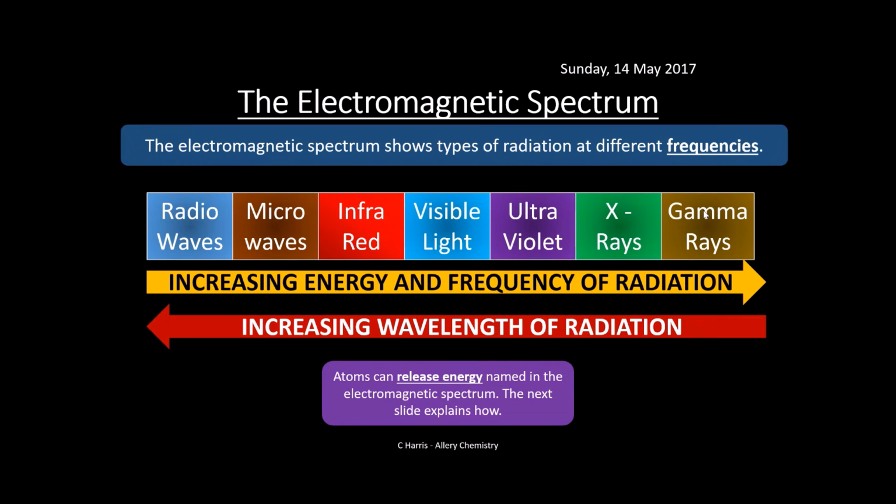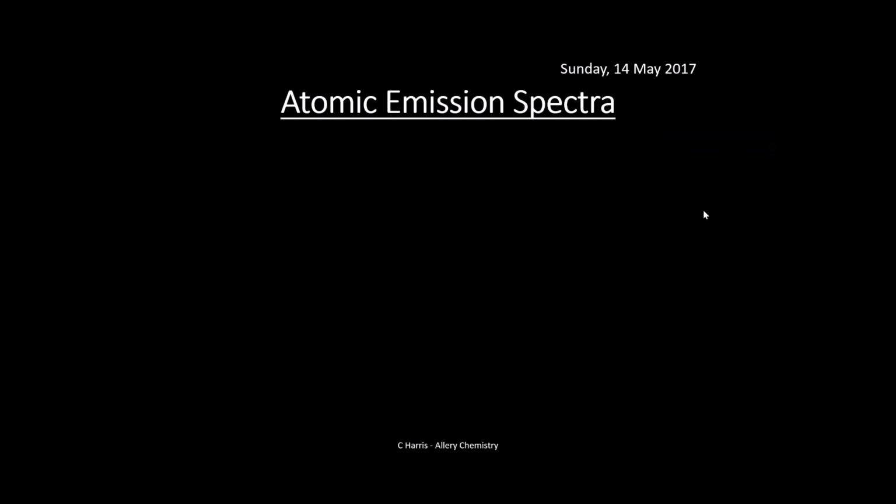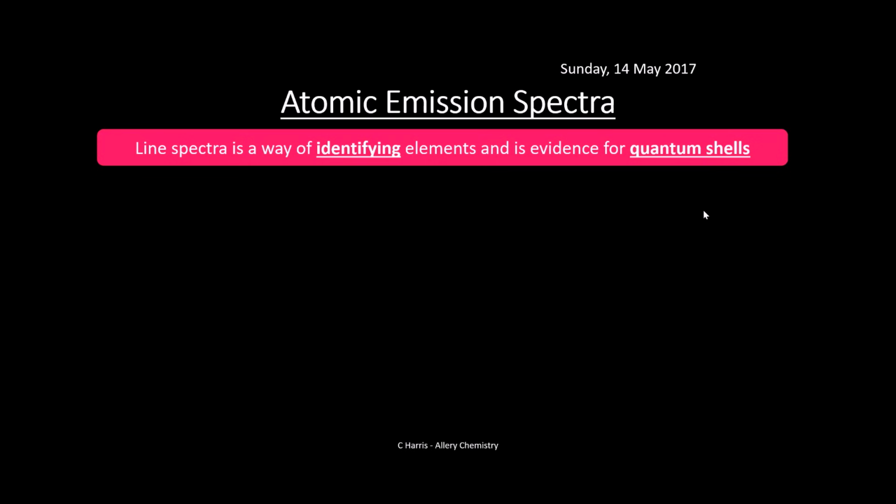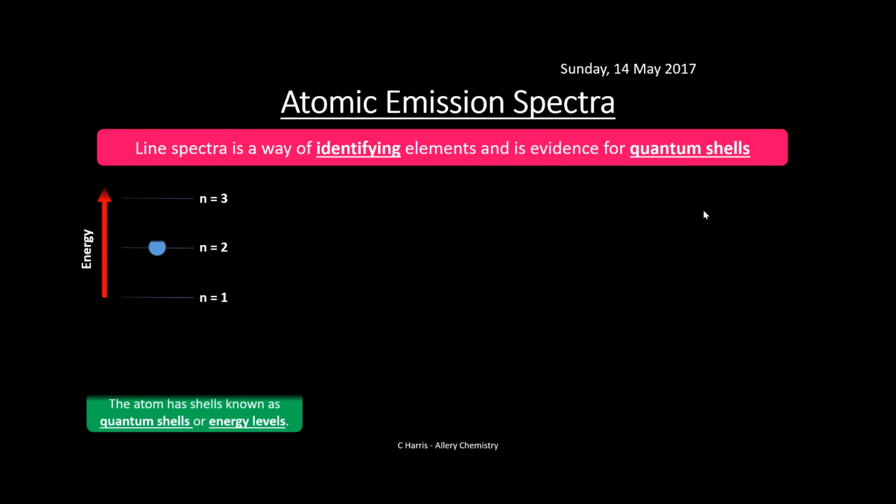So atoms then, what has it got to do with atoms? Atoms can release energy named in the electromagnetic spectrum, and we're going to look at how that happens. Atoms can be very strange things at times. We're going to look at something called an emission spectra, and something called line spectra. This is a way of identifying elements and is evidence for quantum shells. Remember that word, quantum shells, you're going to hear it quite a bit.